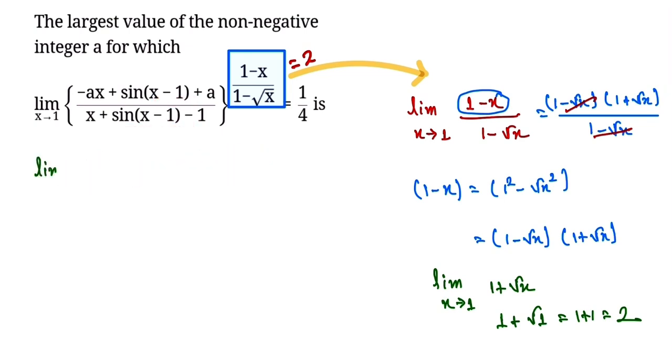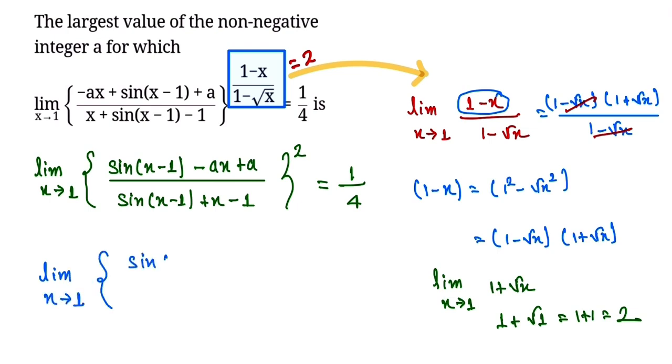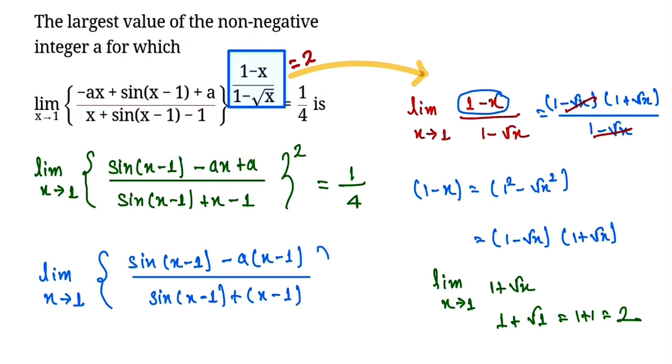So the limit as x tends to 1 of (sin(x minus 1) minus ax plus a) by (sin(x minus 1) plus x minus 1), the whole power 2, is equal to 1 by 4. Now we take minus a as common, so it is minus a times (x minus 1), and we write the denominator as usual, sin(x minus 1) plus (x minus 1).